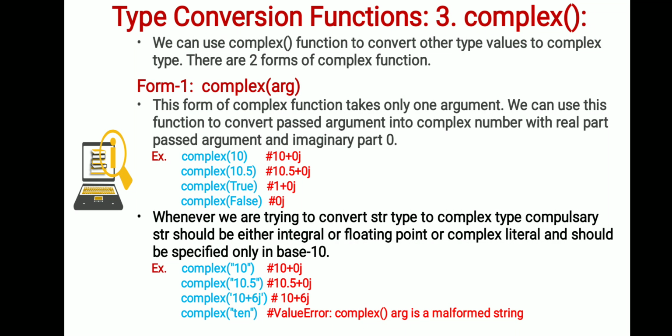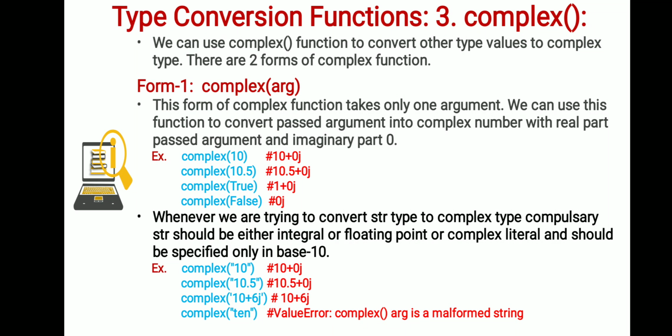Now see the example, complex of '10'. Now '10' is an integer literal and it is specified in base 10, so it will be converted into complex and we get output as 10 plus 0j. The next line, complex of '10.5'. Now '10.5' is a floating point literal, so it will be converted into complex and we get output as 10.5 plus 0j. Then complex of '10+6j'. This is a string, a complex literal, so it will be converted into a complex number and we get output as 10 plus 6j.